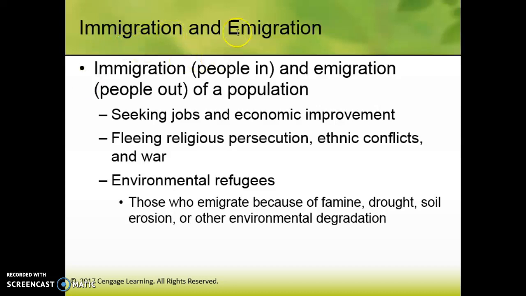Of course, immigration and emigration affect our population size. If a whole bunch of people are coming in, population gets bigger. If a whole bunch of people are leaving, say you're fleeing a war, here in your book they talk a lot about environmental refugees. Maybe you're leaving famine or drought or soil erosion. We see some of that in the Middle East. So certainly there are populations that are shrinking. Could be fleeing other types of things. So again, increases the population size, decreases the population size.